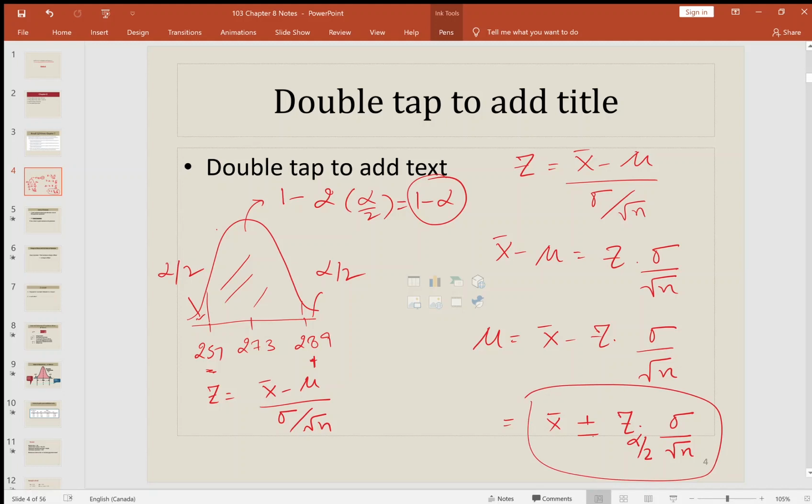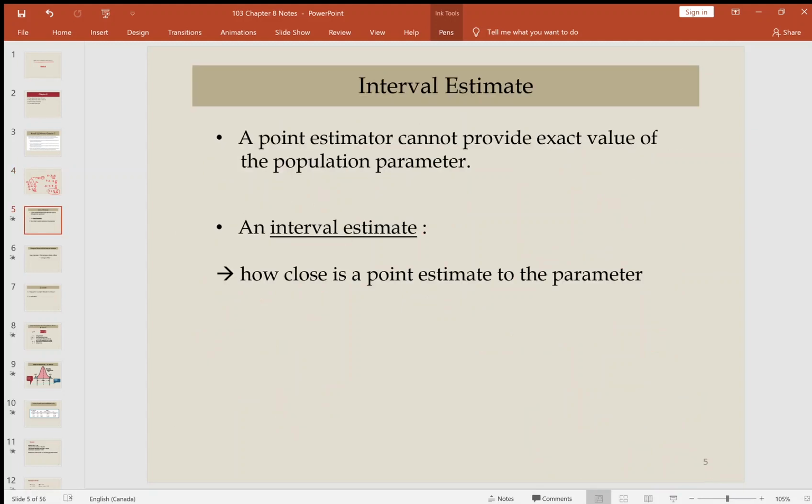Now what will happen in the later part of chapter 8 is that we will replace z by t, and I will tell you how that formula works, but it will be essentially a similar formula. Okay, so let us keep going and go through the slides.